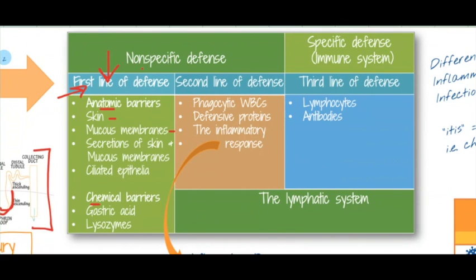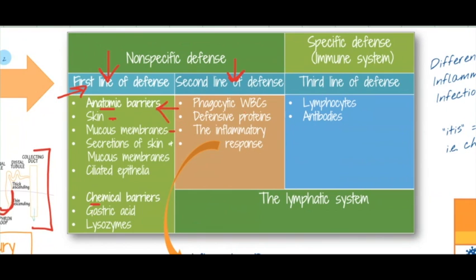So we have a second level of response, or second line of defense, that is also non-specific. It gets a little confusing here because it does involve white blood cells and an inflammatory process, but it is still non-specific. It's not fighting against or creating immunity to a specific pathogen. It is just there to fight whatever breaks through this barrier here.